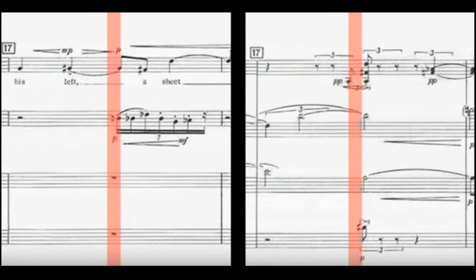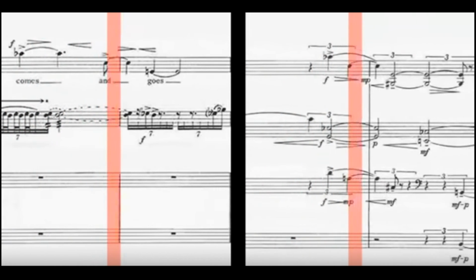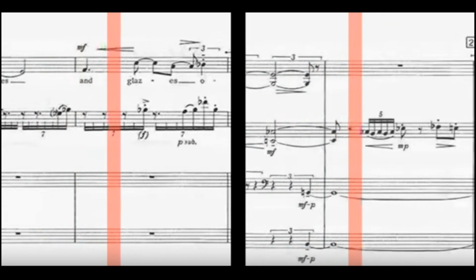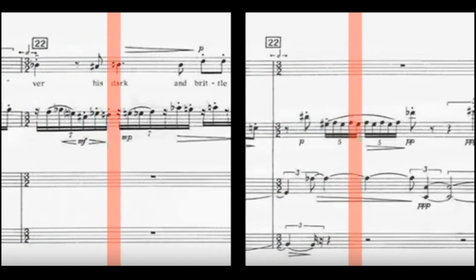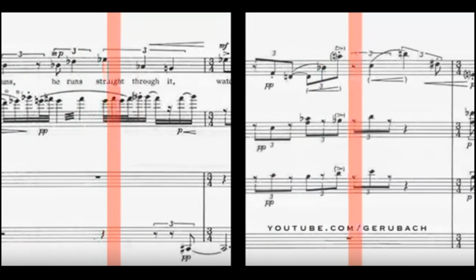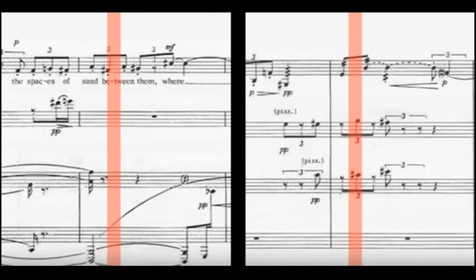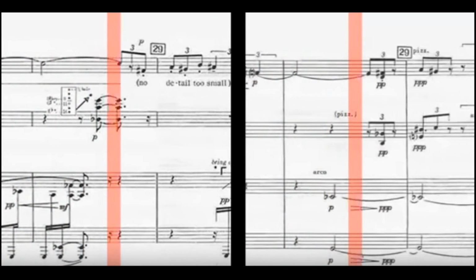On his left, a sheet of interrupting goes and glazes over his dark and grit of feet. He runs straight through it, watching his toes, watching rather the spaces of sand between them, where no detail too small.